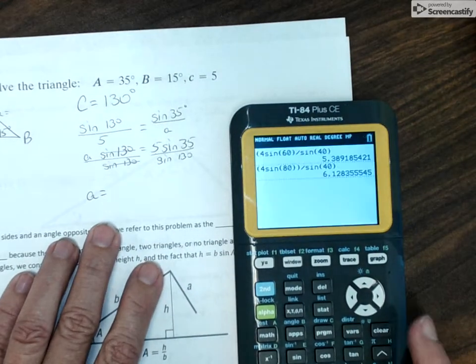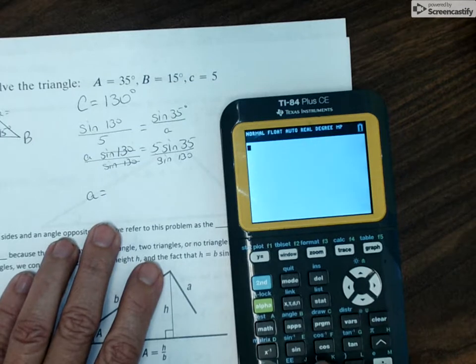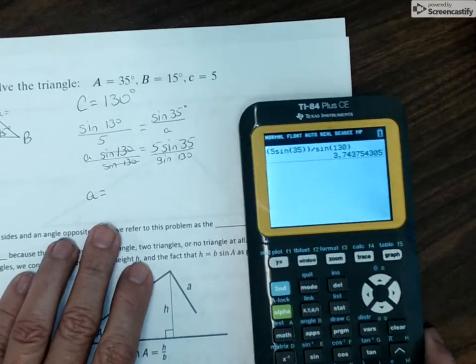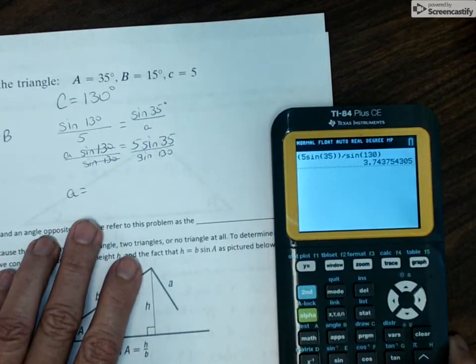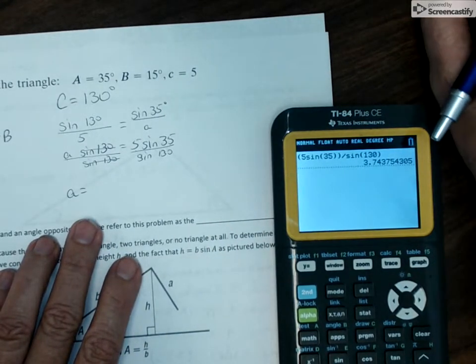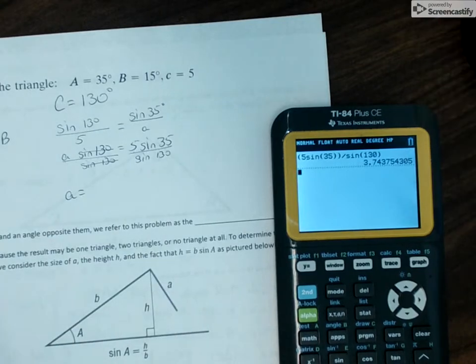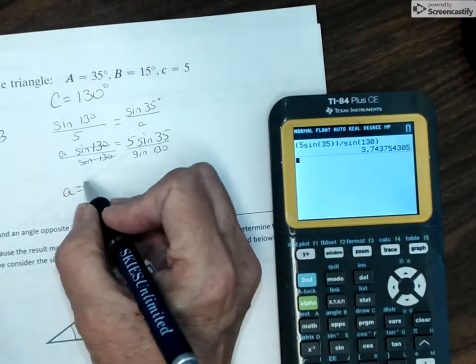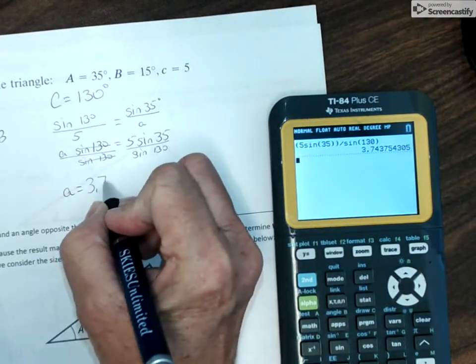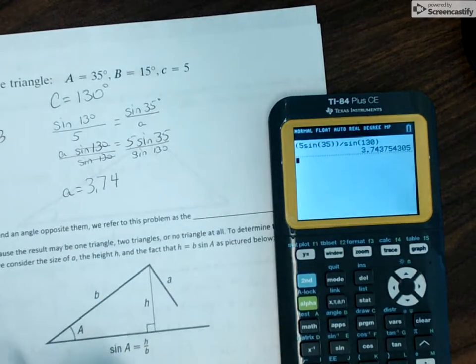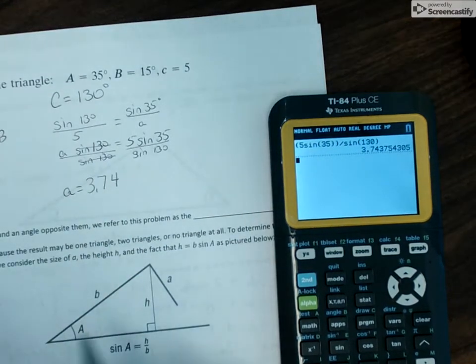So we've got, let's clear that out, parentheses 5 times the sine of 35 degrees divided by sine of 130 degrees. So this side, wait, now that's not quite right. That is okay. Oh, sorry about that. Okay, so A must equal 3.74. And I don't know the unit, so I can't put them on there.